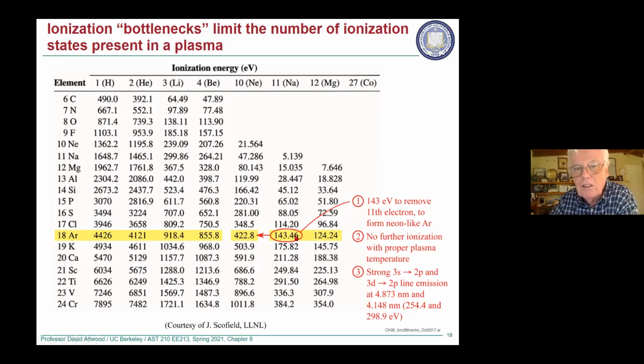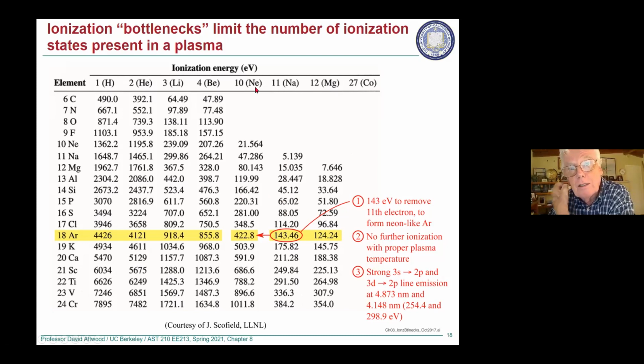So that's an example. And so anytime you can get a closed shell like neon-like, there's a big jump. You see, from removing the 11th electron, then very hard to remove one of the closed shell electrons. So that's a trick one plays.